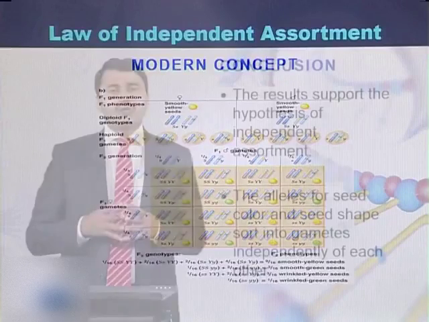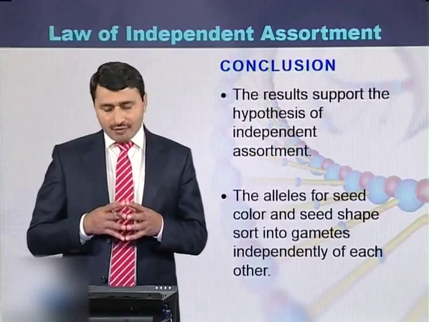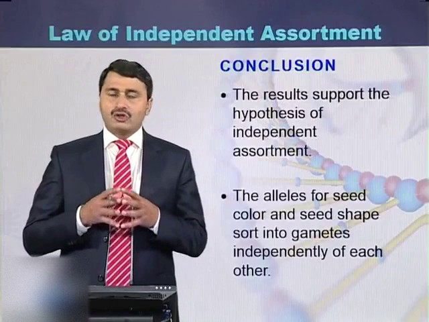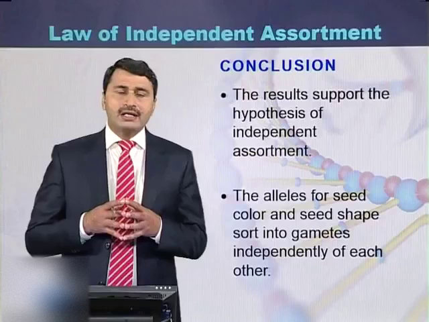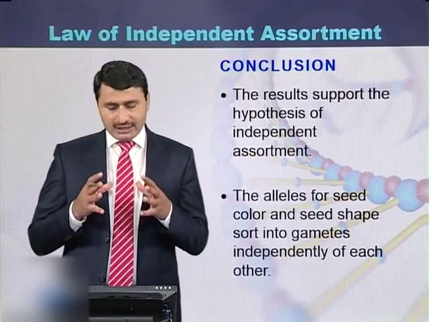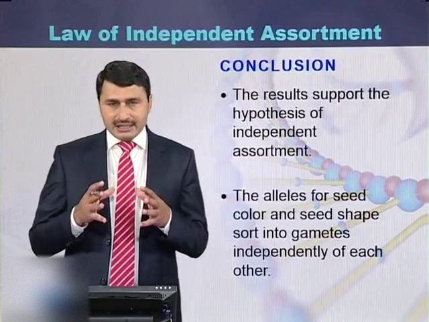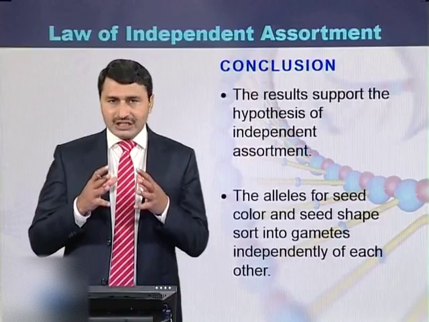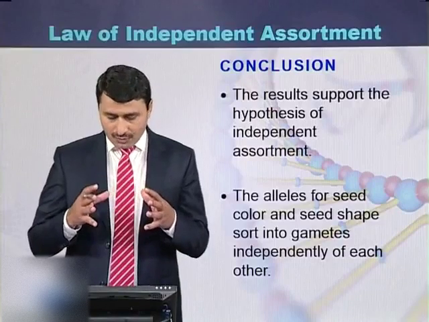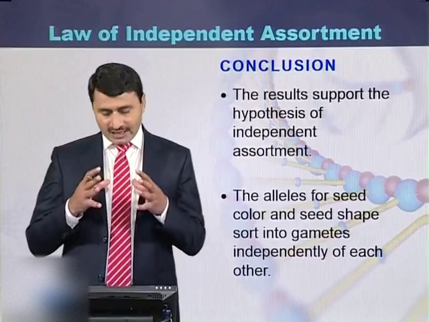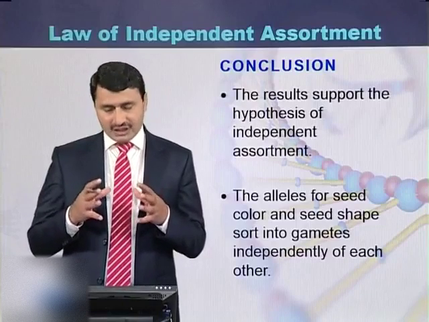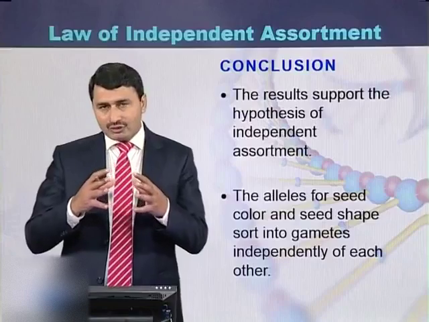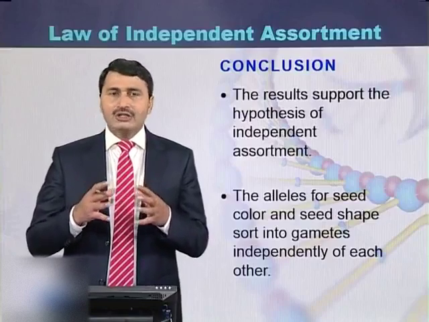So if we conclude the results of the law of independent assortment, the law explains that there is independent assortment between the gametes, between the genes or between the chromosomes, and the alleles for seed color and seed shape sort into the gametes independently of each other.